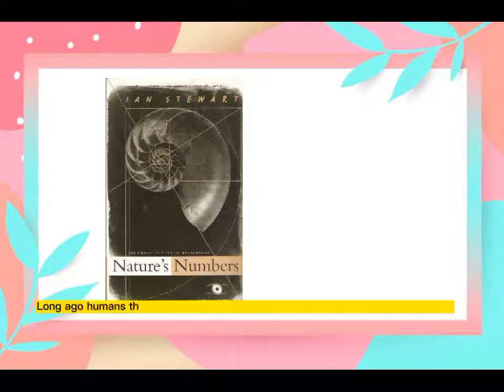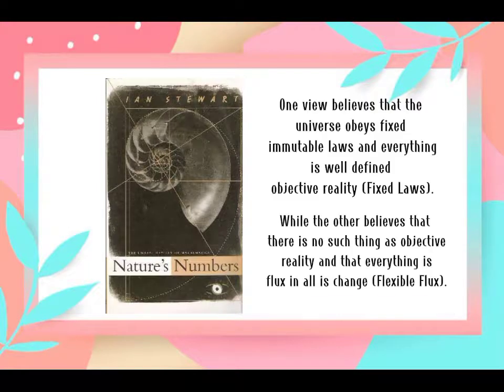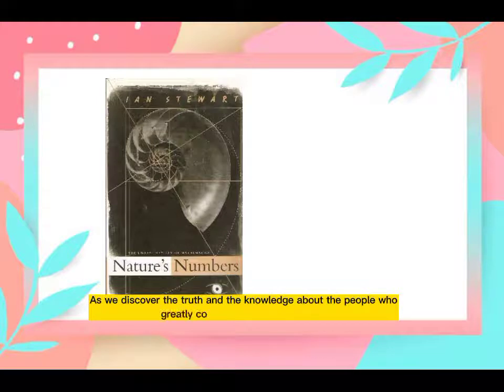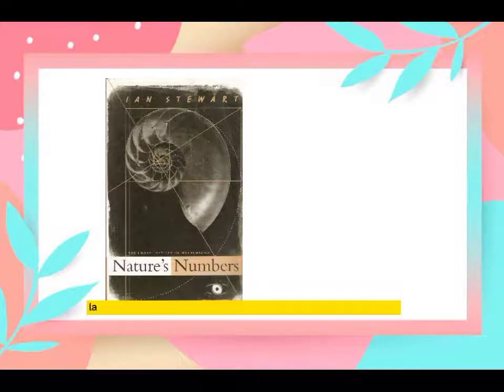Long ago, humans thought that nature swung between two opposing points of view. One view believes that the universe obeys fixed immutable laws and everything is well defined, an objective reality, while the other believes that there is no such thing as objective reality and that everything is flux and change. As we discover the truth and the knowledge about the people who greatly contributed to this ideology, lend your ears and open your imagination for us to travel back in time.